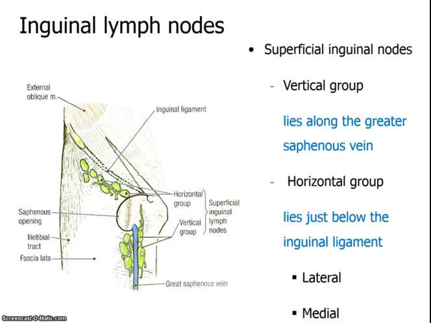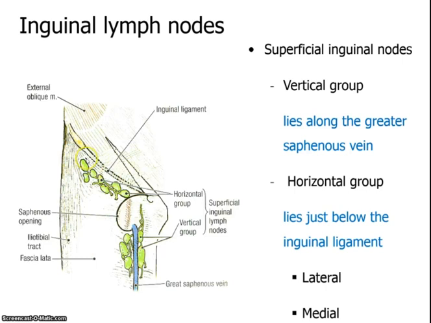Now we discussed the inguinal lymph nodes in detail during the last lecture, so I will just rapidly go through it. Inguinal lymph nodes, we divide them into superficial inguinal lymph nodes and deep inguinal lymph nodes, and the superficial group can be further divided into a vertical group lying along the great saphenous vein, and a horizontal group lying immediately below the inguinal ligament parallel to it. And remember, all the superficial inguinal nodes lie superficial to the fascia lata in the subcutaneous tissue, and the deep lymph nodes lie deep to the fascia lata.